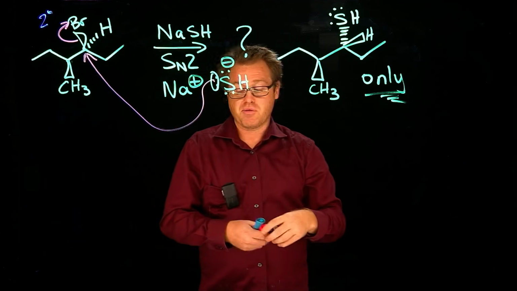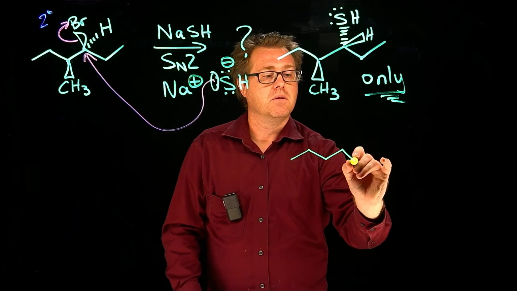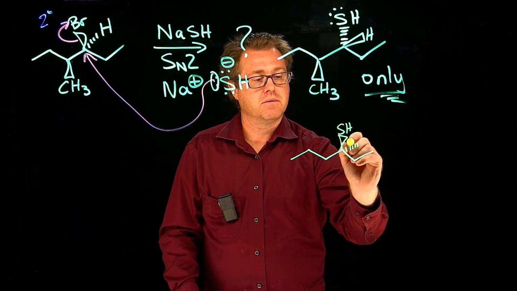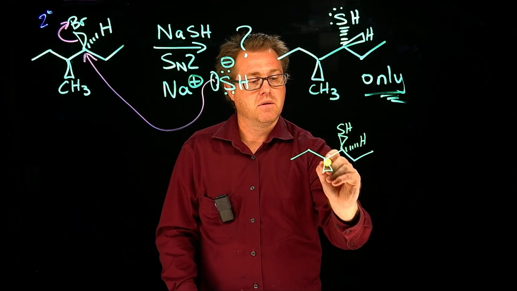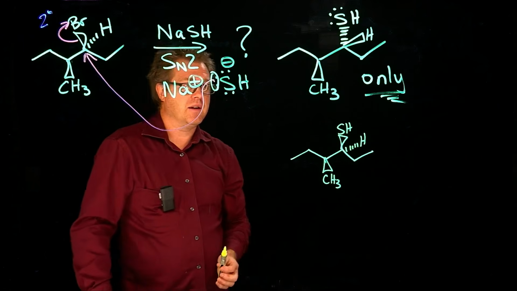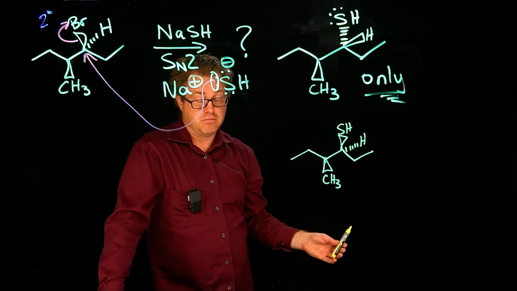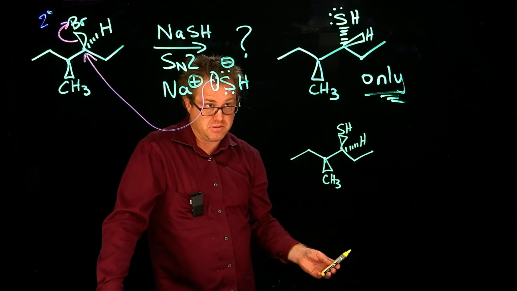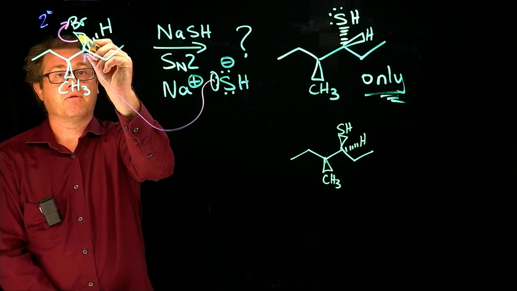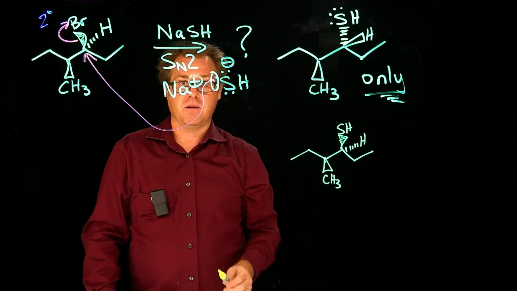If I did draw this one right here, like this, if you drew that as a product, then that's 100% wrong and is not even possible. Why is it not even possible? Because you see the leaving group is a wedge, and then the nucleophile that's coming in is a wedge.